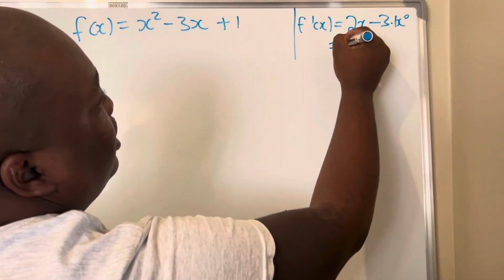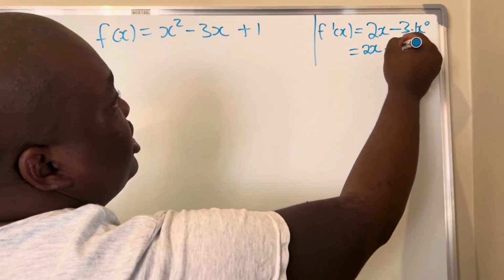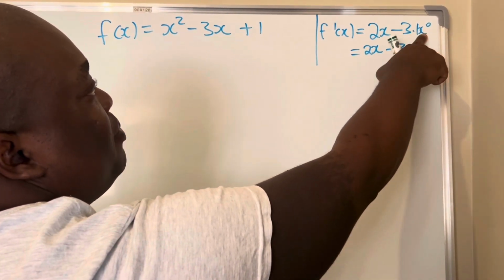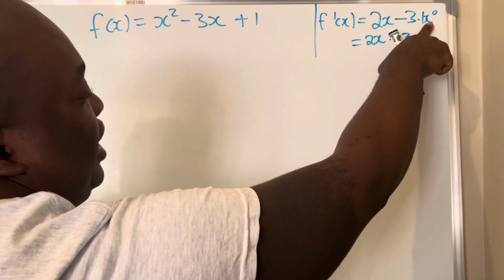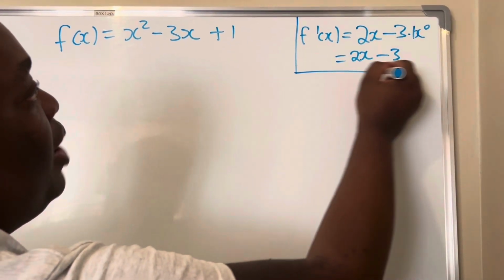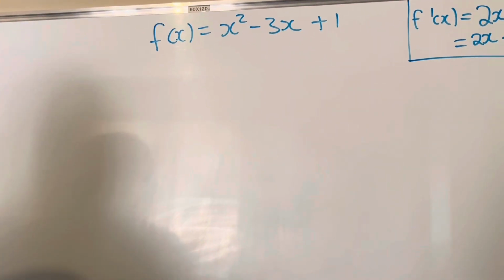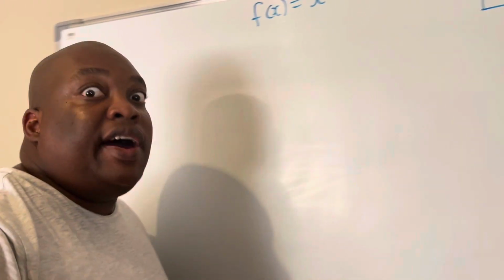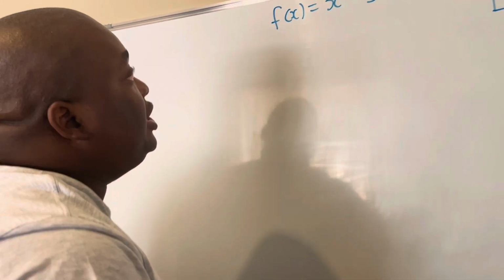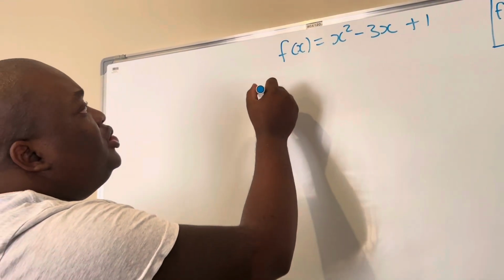Now, if we simplify this further, we'll have 2x minus 3 times 1, which is 3. Remember, any number raised to the power 0 is a 1. So this is our final answer. Now, when we apply the first principle to find the derivative, this is the answer we must find when we solve. Now, let's apply then the derivative using the first principle.